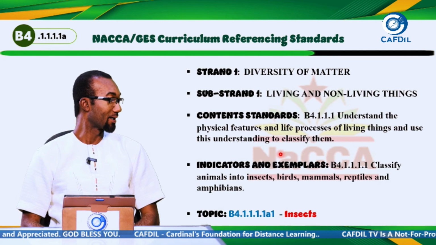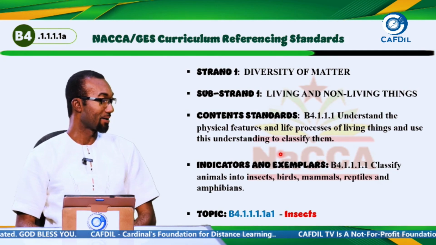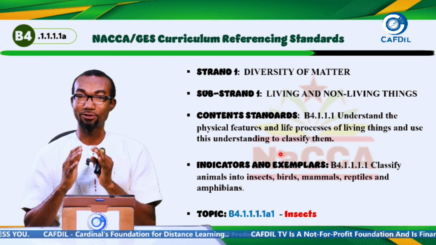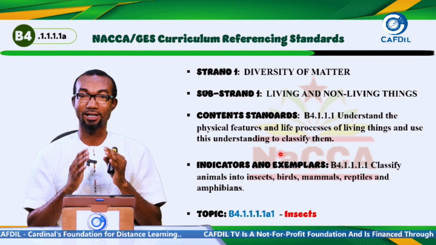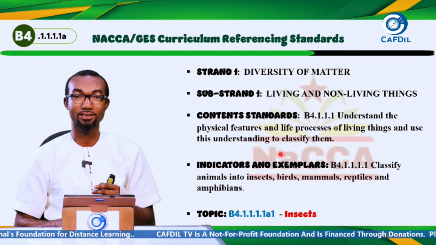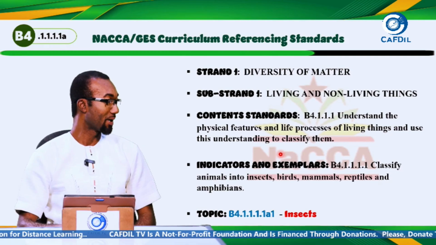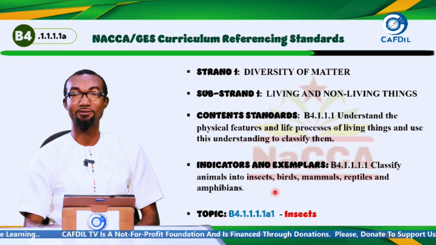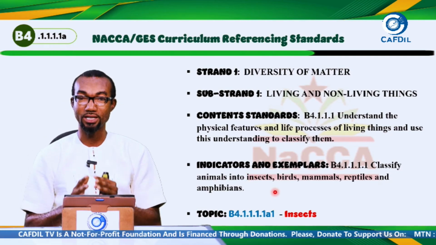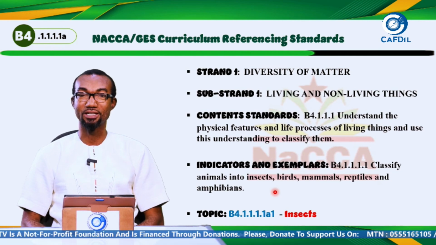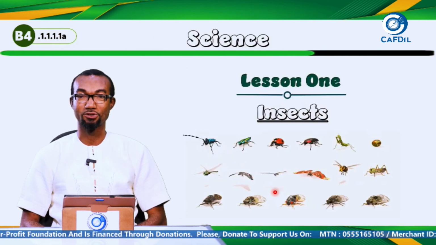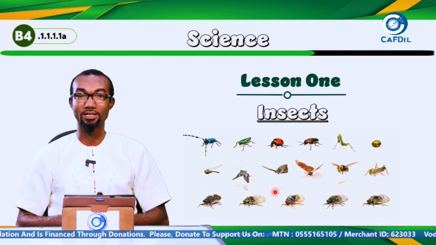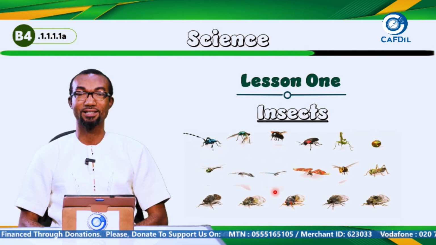You also look at the indicators and examples. So at the end of this series of lessons, you can classify animals into insects, birds, mammals, reptiles, and amphibians. But today, this lesson begins with insects. So our lesson for today is on insects, which is lesson 1.